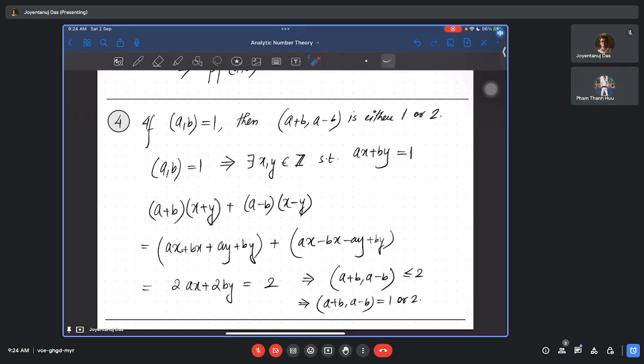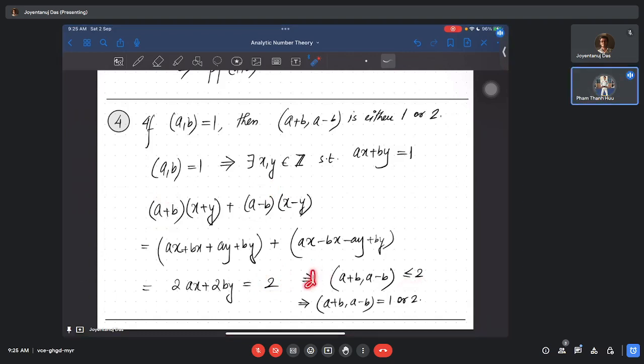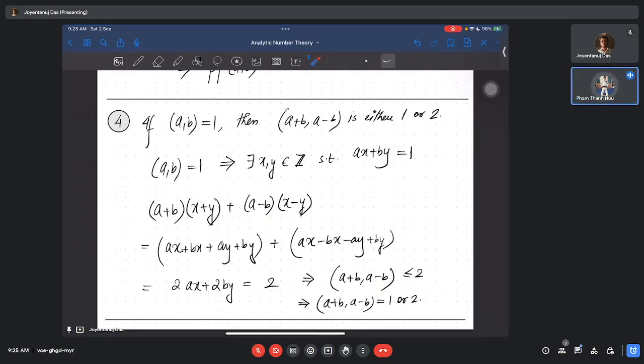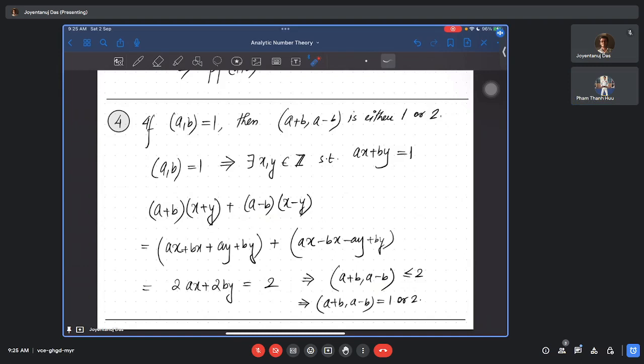I got a linear combination of A plus B and A minus B. This is my new number, maybe you can say m and n, such that it is equal to 2, right? So the thing is, GCD has to be less than or equal to 2, because suppose D is the GCD, then D divides this one and this one, right? So if D divides this one and this one, then D should divide the combination also. So D divides 2, so D has to be less than or equal to 2, because the divisors are less than or equal to 2. So that's why it is either 1 or 2.